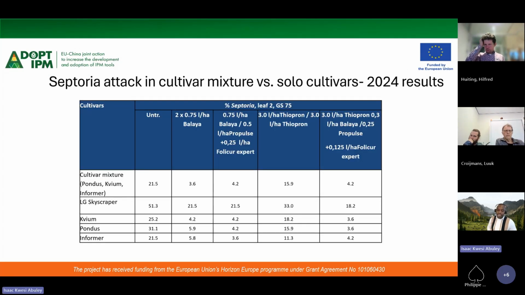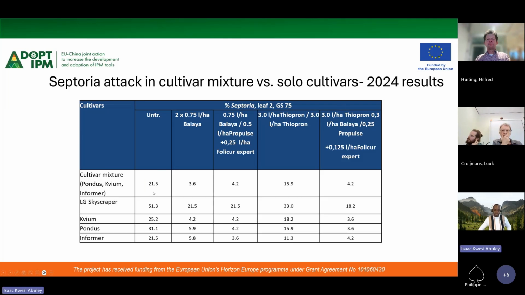Then in 2024, we did the same experiment again. In this experiment, we included a variety which is very susceptible to septoria, but not in the mixture. The purpose was that we wanted to see how the disease development occurs in the trial field. We also looked at the Bayer treatment, which is a fungicide, and then another fungicide treatment, Bayer plus Opulse. Then we had the sulfur treatments here, and then sulfur alternated with fungicide, which is the last treatment.